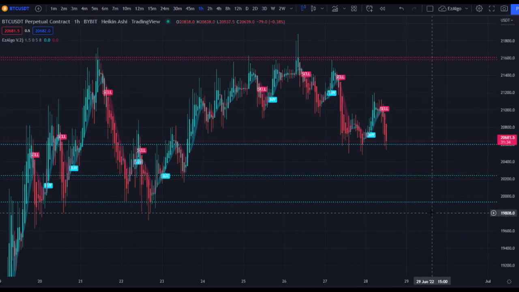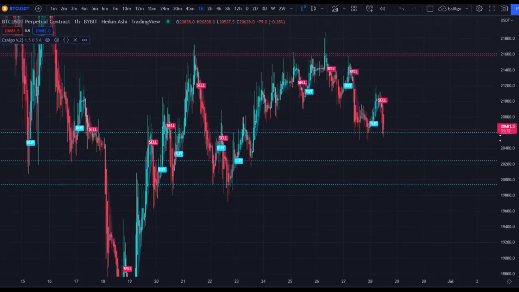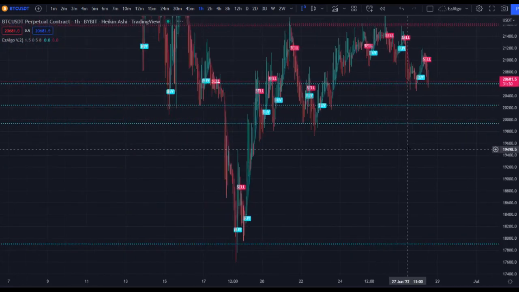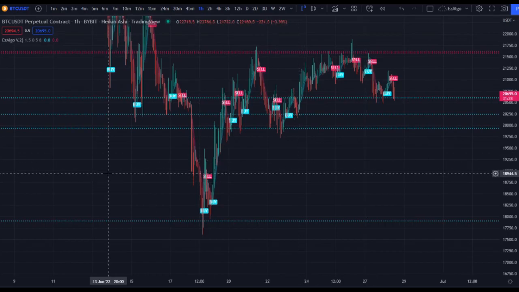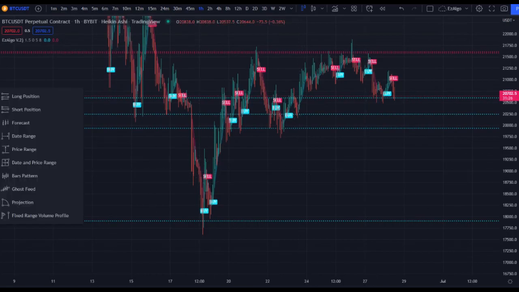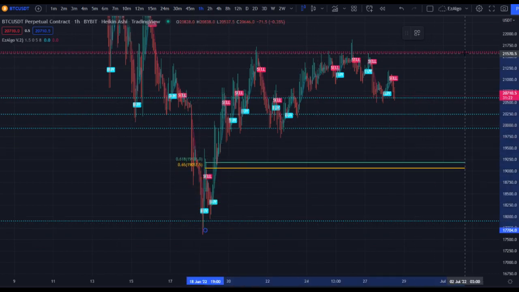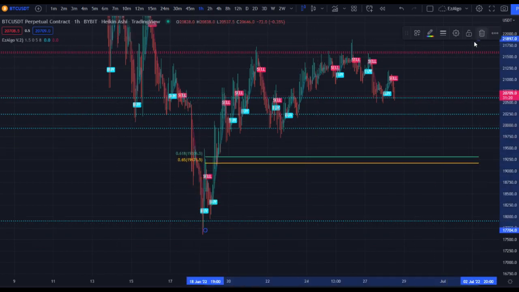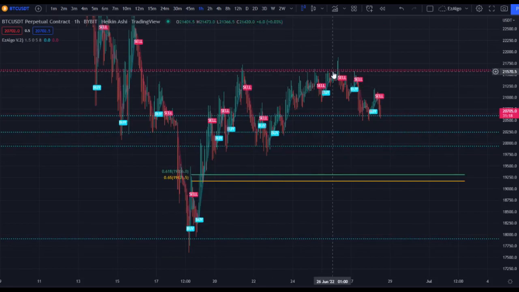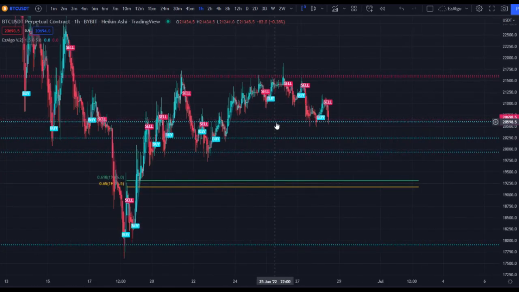around here. Now, I've had my eyes on 19K for the longest time, and I keep talking about it, but I feel like it's just programmed at this point. This 19K, this golden fib level from the bottom of the dump to the 21K, is sitting roughly at 19,000. Now, I think we're going to come back here, and that's what I'm going to be looking for a long on a higher time frame. I'm not looking for longs right now at all.